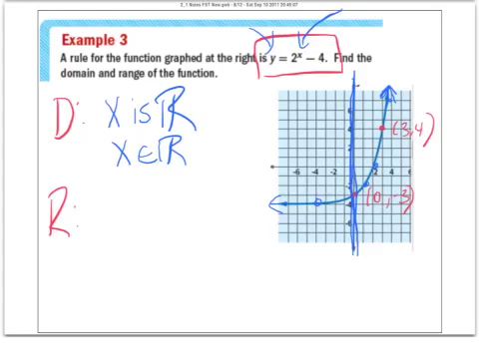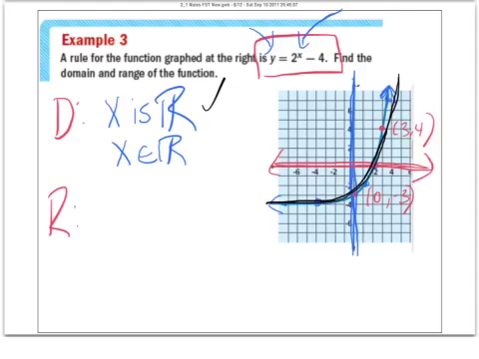When you did the domain, by the way, the domain is all the inputs or the x's. You just visually look at it left to right. If I read this graph left to right, I'm going to notice it continues on and on forever. The range is unlimited. That's why I said it's all reals. Or I'm sorry, the domain is unlimited.